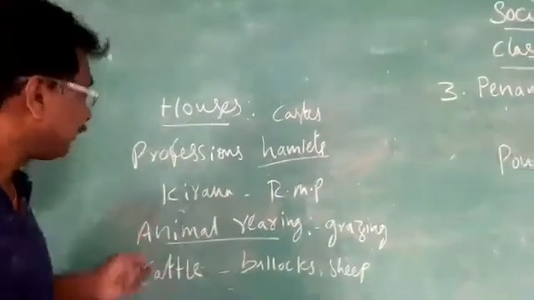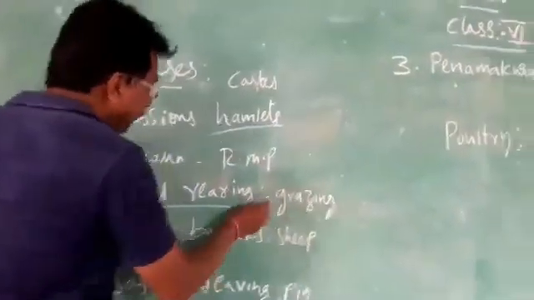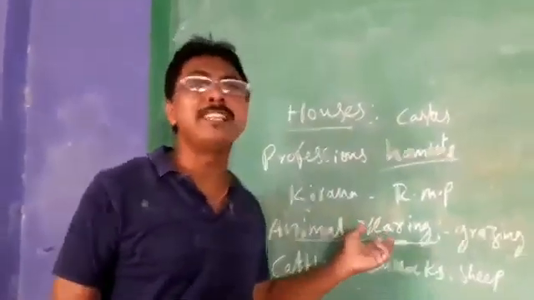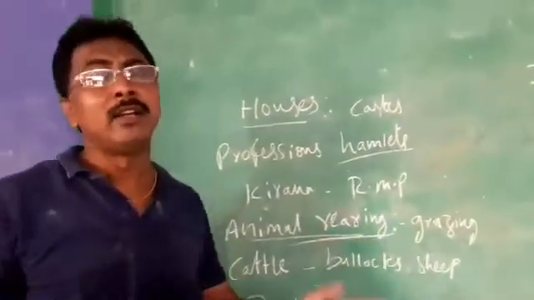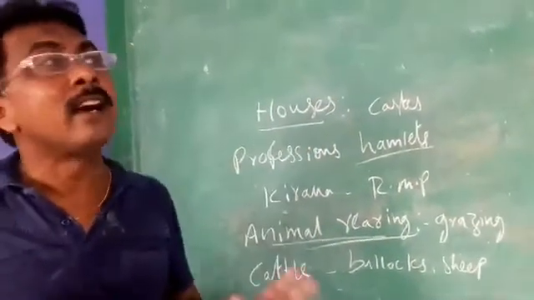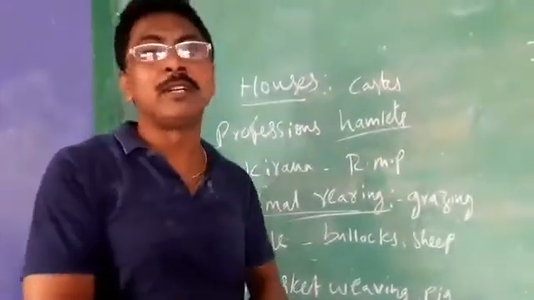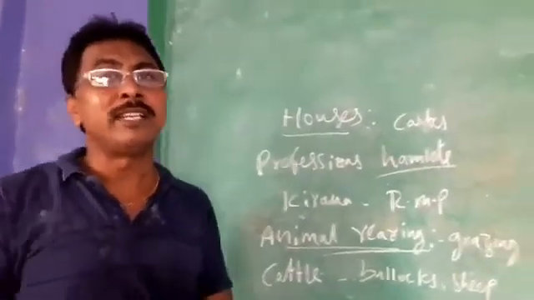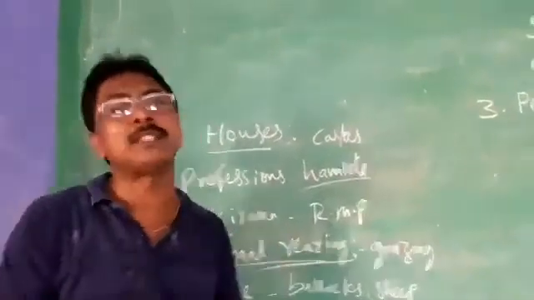And another one, you see, animal rearing. What is called animal rearing? Where agriculture is there, compulsory animals should be there. We say padi panta. Padi panta means agriculture and animals compulsory should be there.